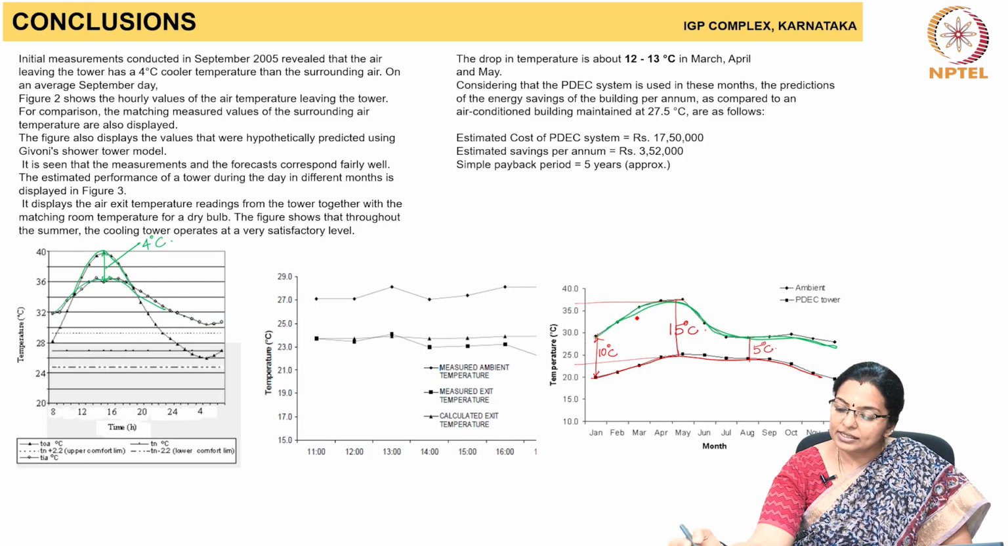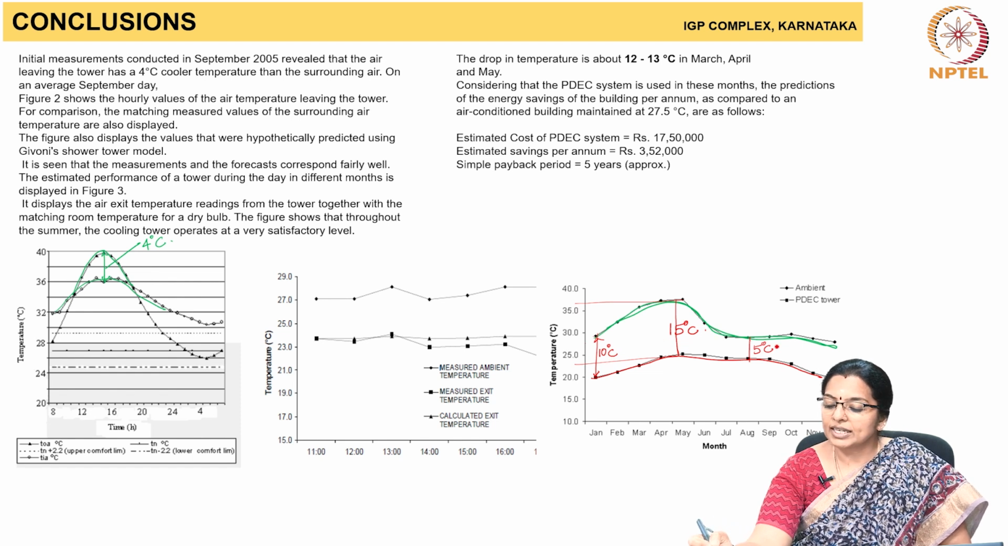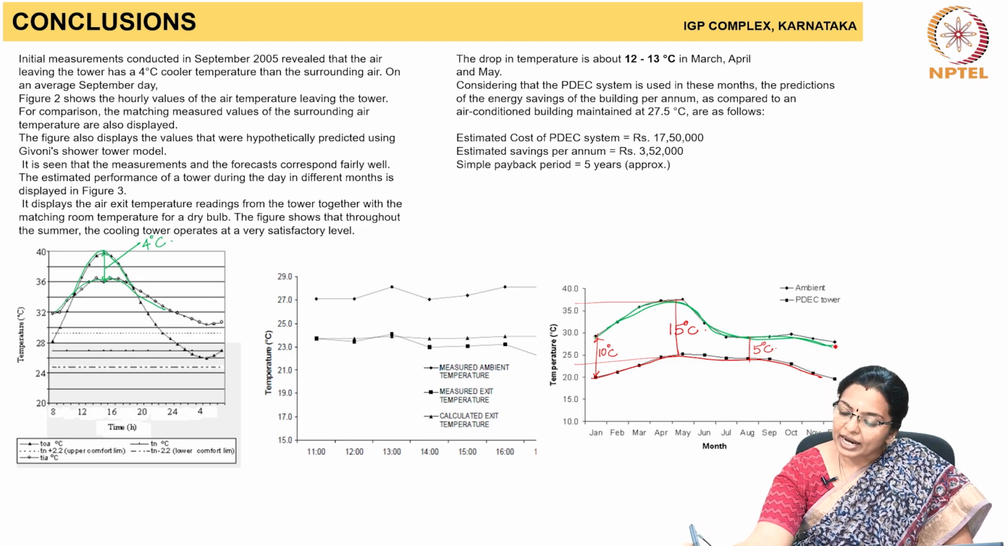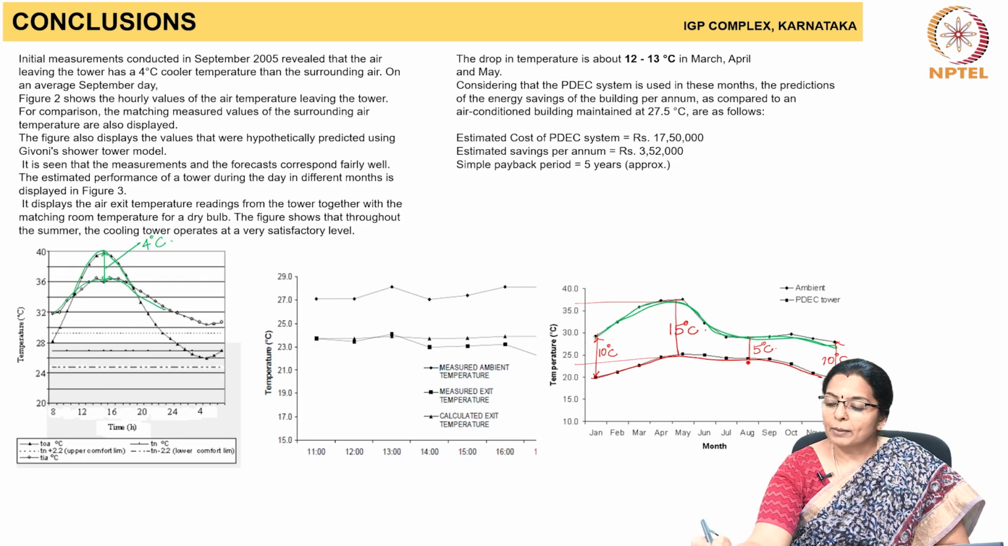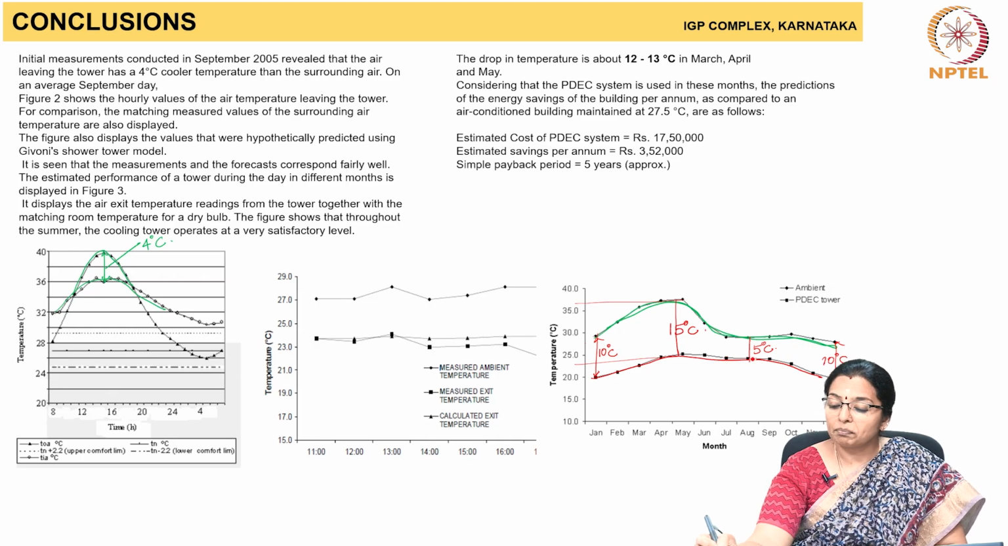But this reduction in temperature happens in the passive downdraft cooling tower. So, by virtue of the passive downdraft tower, there is a reduction of 10 degrees centigrade in January, 15 degrees centigrade in around April, May, the hottest part, and 5 degrees centigrade in June, August, and also 10 degrees centigrade in November, December. So, this is the difference in temperature between the ambient air and the PDEC tower.